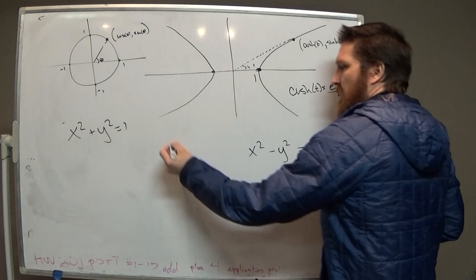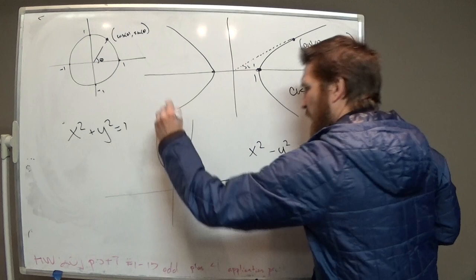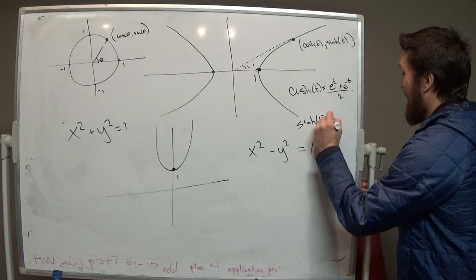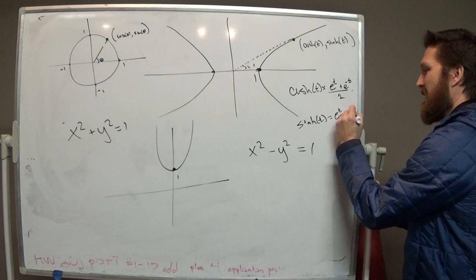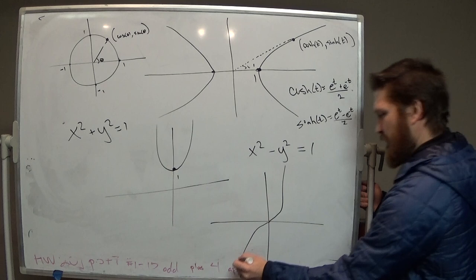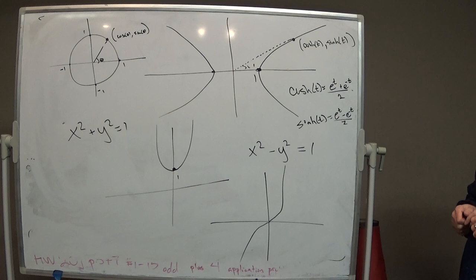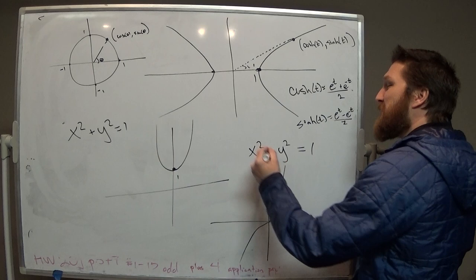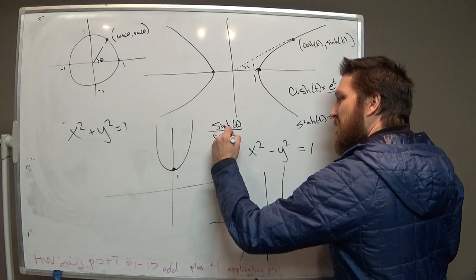Cosh looks something like this. Goes through here at 1, shoots way up. Sinh, if you might, oh, that's a parabola, that's because I can't draw. But yeah, mine is e to the t minus e to the negative t over 2. Cosh is the average of those two functions, but now sinh is the difference between them. Sinh looks like that, and shoots down like that. Looks like tan, kind of similar. And there's a tanh. So sinh over cosh. Oh, so tan, so tanh.